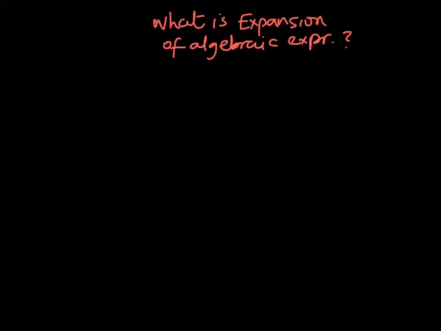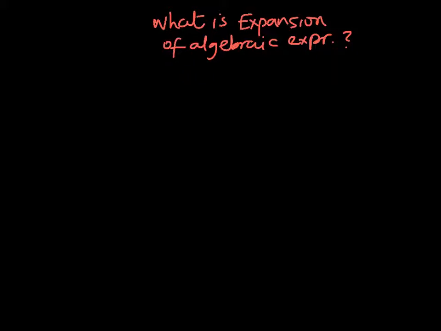Expansion simply means removal of brackets in algebraic expressions. Remember, factoring just means you are introducing a bracket in an algebraic expression. So expansion is the opposite of factoring. Okay? So when we remove a bracket, we distribute the number that is outside the bracket to the content of the bracket. What do we mean?